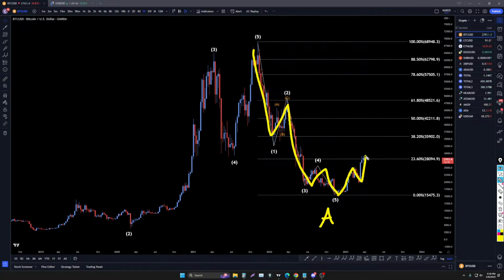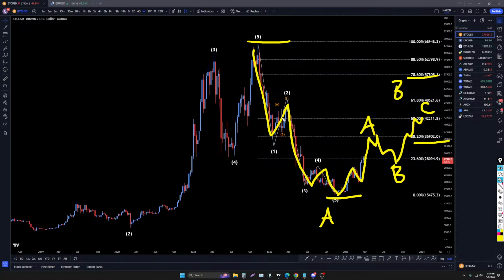But I still see the possibility that this stretches out into a much bigger pattern like an A, B, and C. Because if this is a wave B, then a wave B needs to be a crescent to this whole move down, which means it would go up someplace between the 38 and the 78%, probably more likely at the 50%. So I think that this bigger ABC pattern is actually probably more likely.